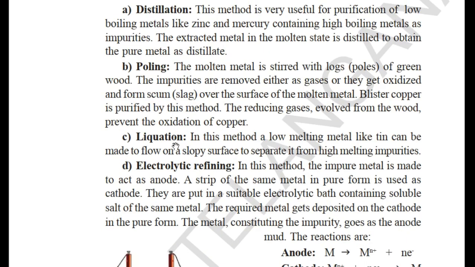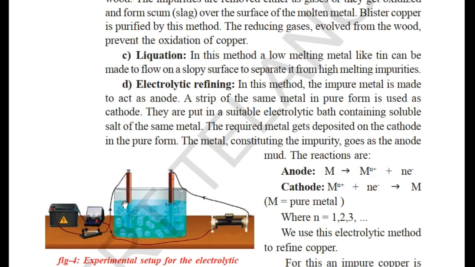Next, liquefaction. This is used for low melting metals like tin, which can be made to flow on a sloping surface to separate it from the high melting impurities. It is the same washing process. The tin can be made to flow on the sloping surface to separate it from the highly melting impurity. Next we have the electrolysis method.